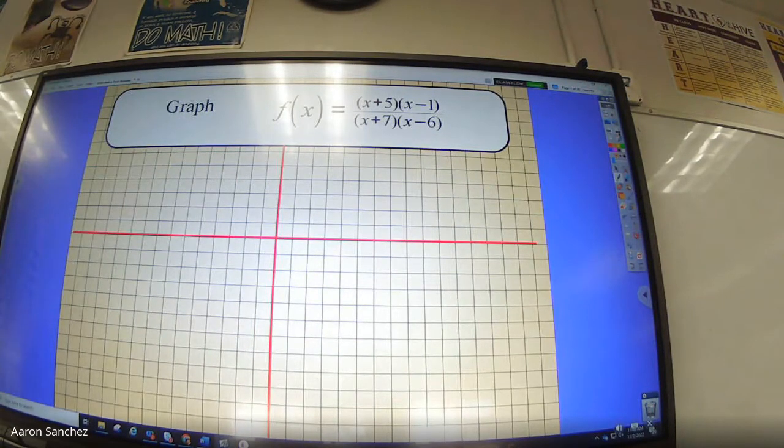This one's pretty straightforward. It's just like the one we did before, except it's not factored. It's factored.